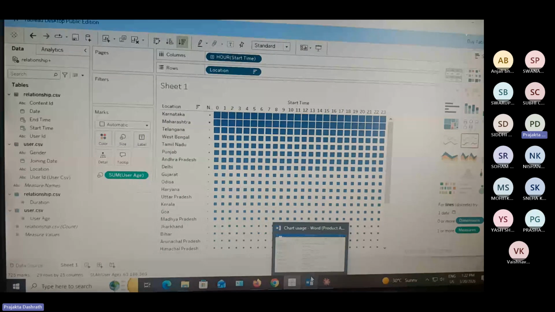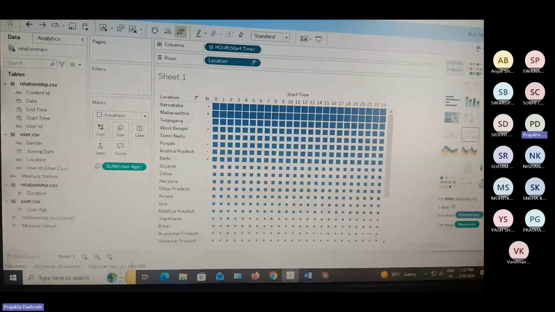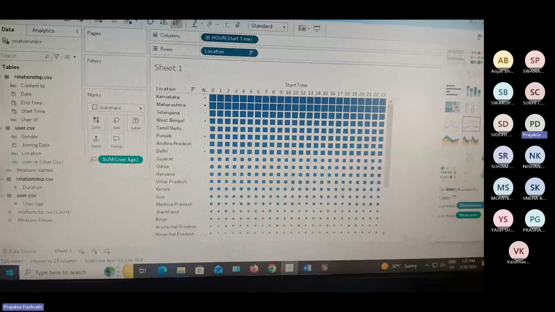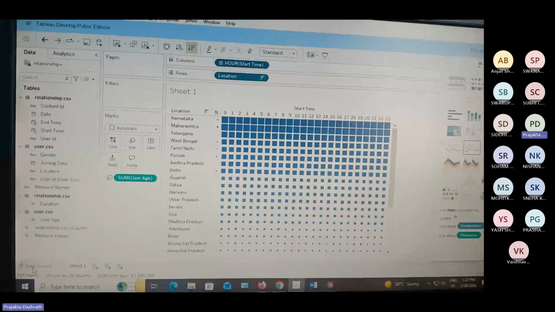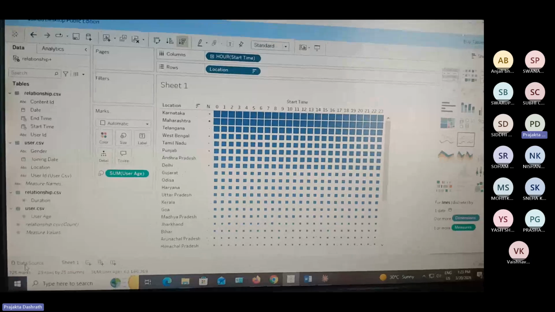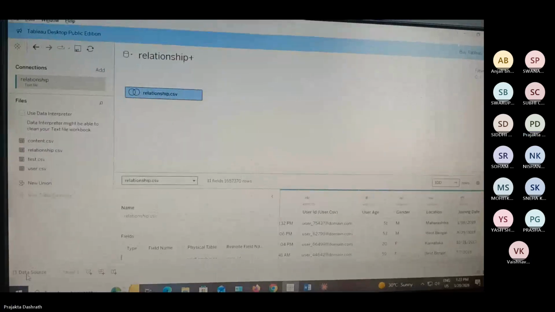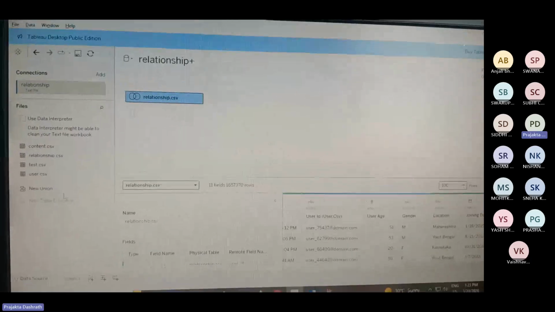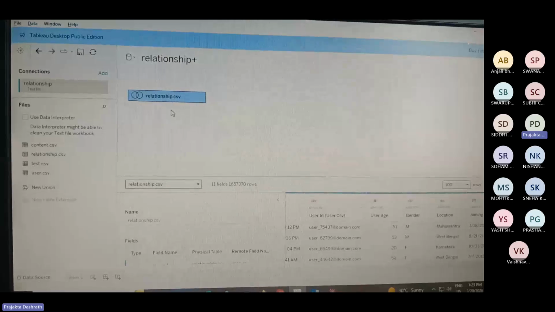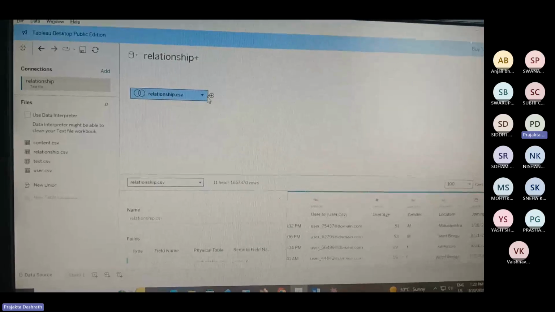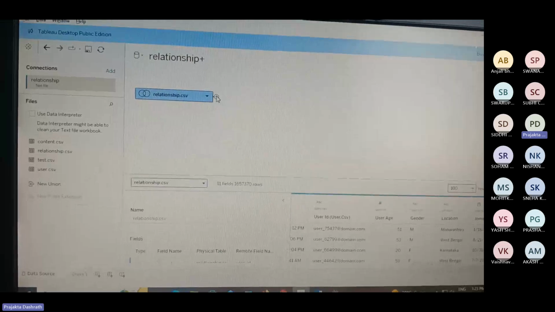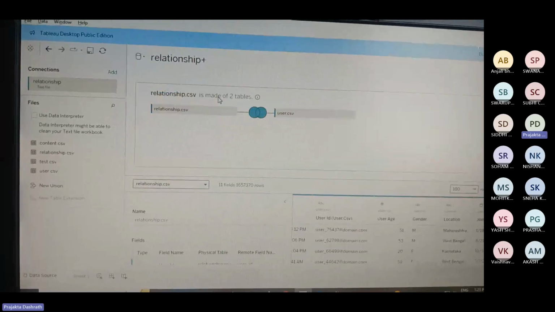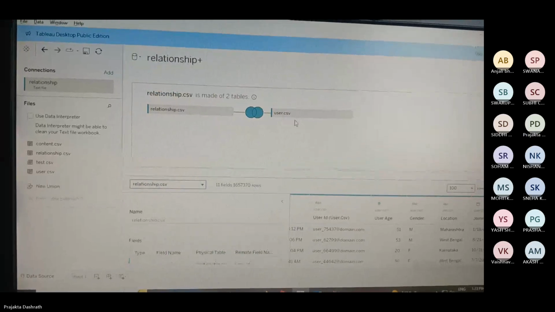Okay, good afternoon all. Let us try to explore new things with Tableau. Firstly, I'm having a data set. Just look at the data set I'm having. I hope you are able to visualize. The table is relationship. Now I am trying to join this relationship table with user table.